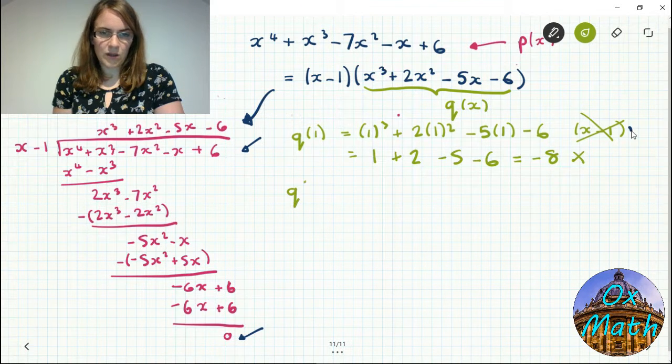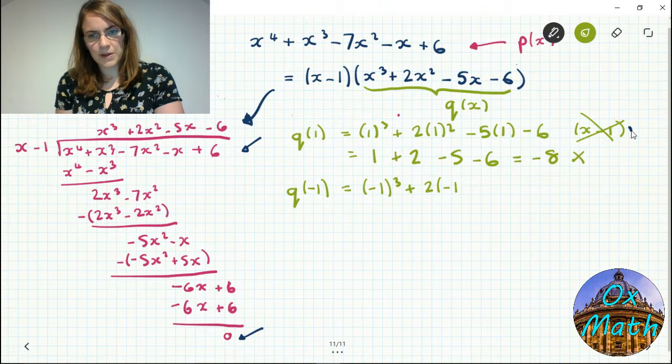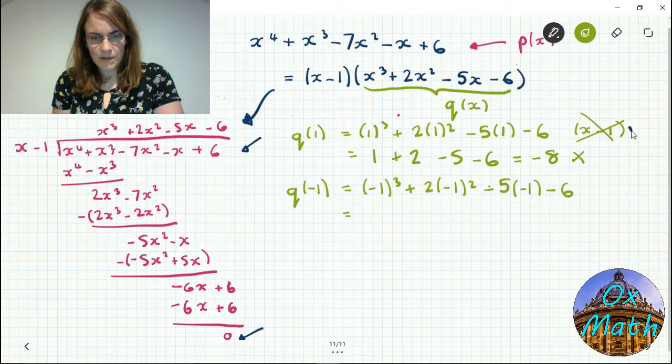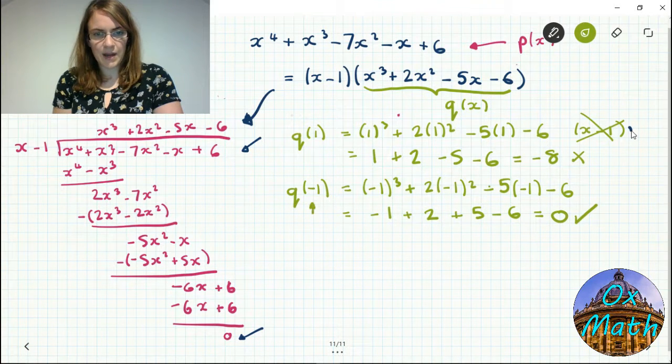So now let's try q of minus 1. That would give us minus 1 cubed plus 2 times minus 1 squared minus 5 times minus 1 minus 6, which gives us minus 1 cubed is minus 1, plus 2, because minus 1 squared is plus 1 times 2, plus 5 minus 6. So that, if you add it all up, equals 0. So this one works, which because we had minus 1, tells us that x plus 1 is a factor.